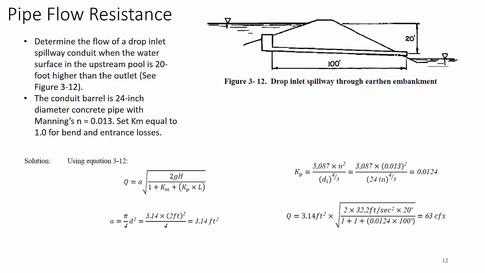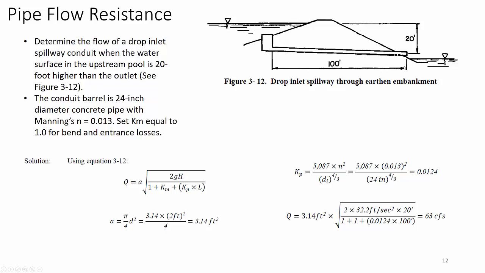Pipe flow resistance. Here's an example of pipe flow in the cross section. This is a drop inlet spillway where we have a dam, an earthen dam, with an inlet spillway. This is called a drop inlet because the inlet drops the water down and then takes the water through the dam and drops it out.